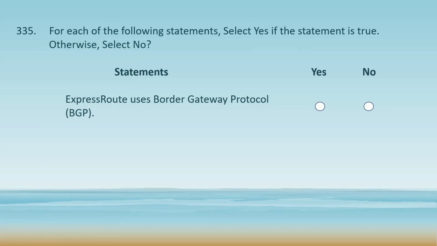And the first statement is ExpressRoute uses Border Gateway Protocol, which is BGP. This statement is correct. Microsoft uses BGP, an industry standard dynamic routing protocol, to exchange routes between your on-premise network, your instances in Azure, and Microsoft public addresses. They can establish multiple BGP sessions with your network for different traffic profiles.